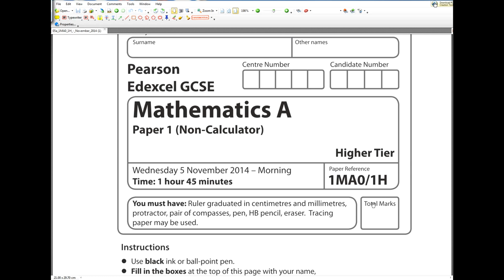Okay, folks, we are looking today at the 2014 November paper. This has been requested by some of my YouTubers. So can you please do the November paper? And I was going to be doing my class anyway, my GCSE class here. So here we go. Let's have a look at this paper. Okay, let's move forward.